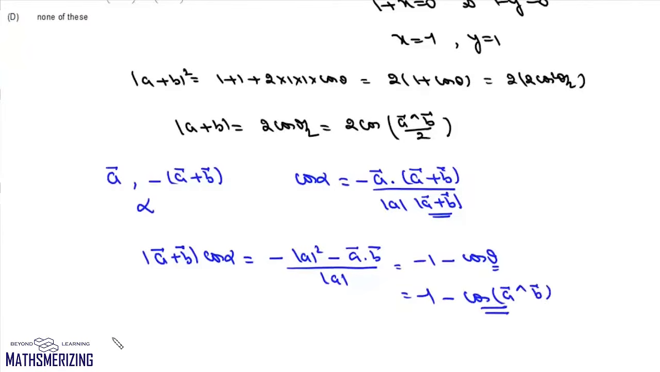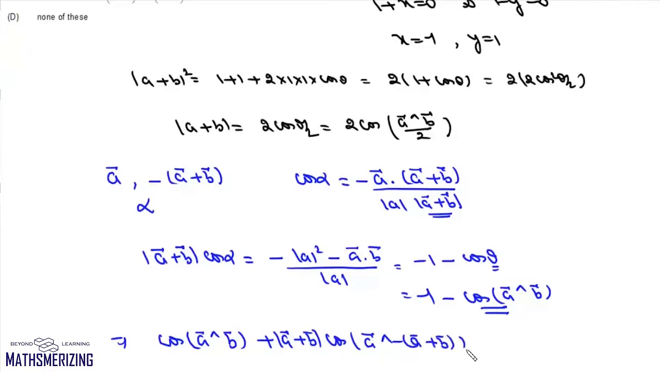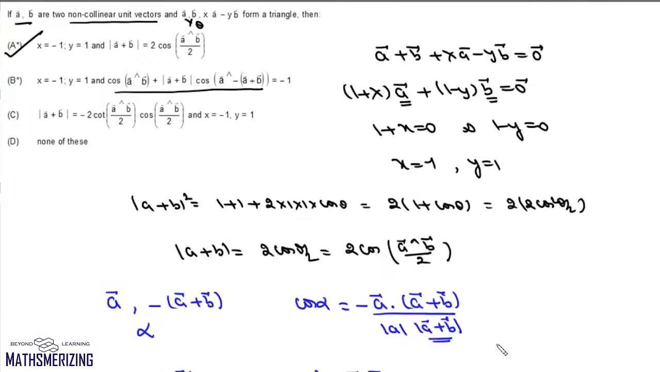Now we'll take it on the left hand side, then we can write cos of the angle between A and B plus mod of A plus B cos of the angle between A and minus A plus B, it is equal to minus 1. That means option B is also correct. So the correct options are A and B.